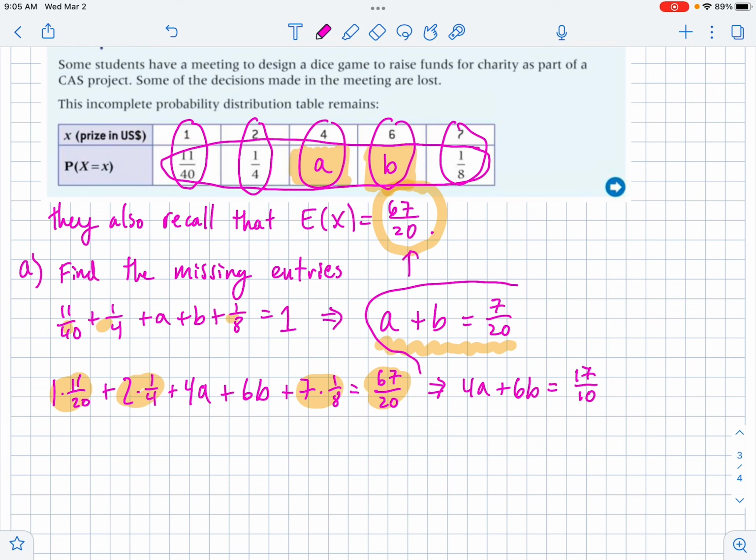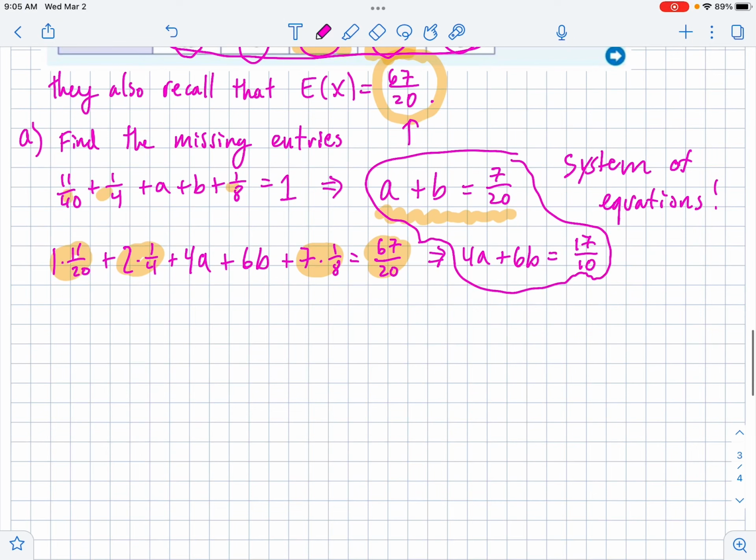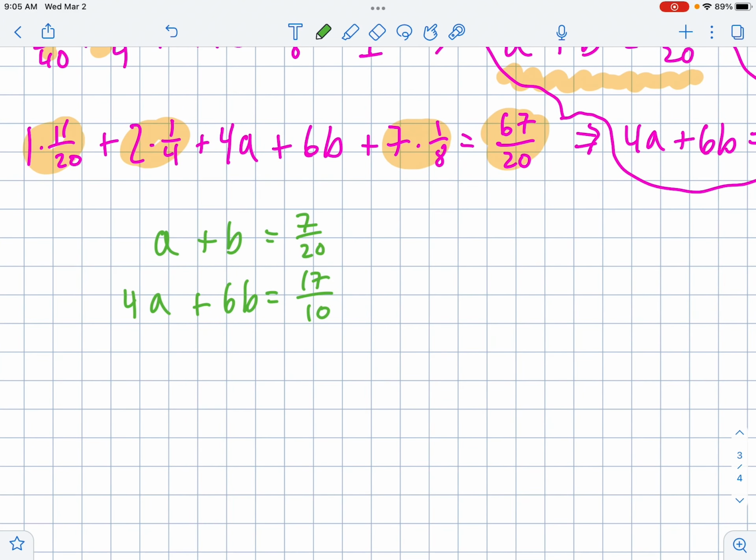Now, these two things together are a system of equations. It may have been a while since you've done a system of equations, so I'm going to help you remember how to solve this. To be able to solve the system, let's just start and say this is A plus B equals 7/20, and then 4A plus 6B is equal to 17/10. To solve this, you could use substitution or elimination. I'm going to show you guys the elimination method.